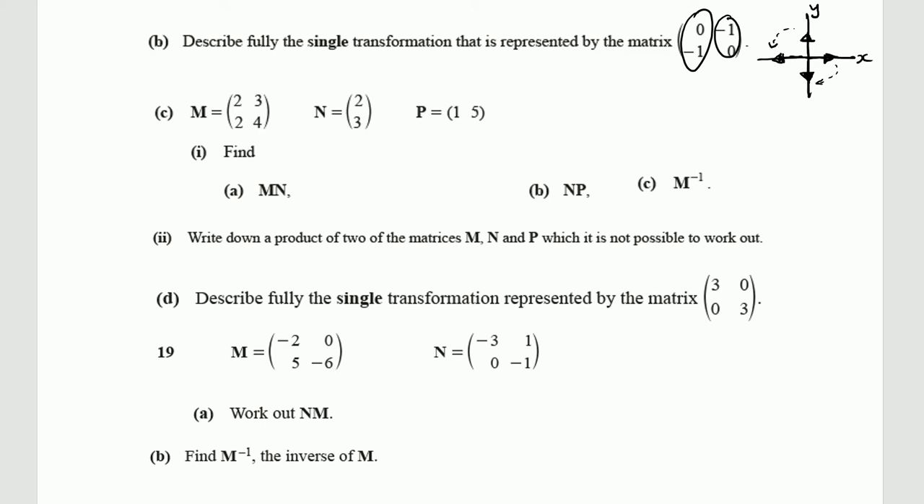We have to think of a single transformation that would do all of that all at once. Now it's clearly not a stretch or an enlargement or some kind of rotation, it must be a reflection, and the mirror line must be down in here. So that mirror line has the equation y equals minus x. So it's a reflection in the line y equals minus x, and that's how we do that.